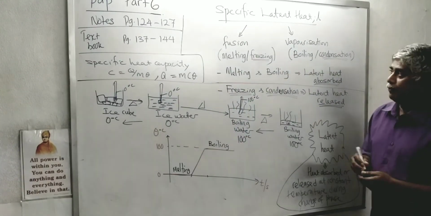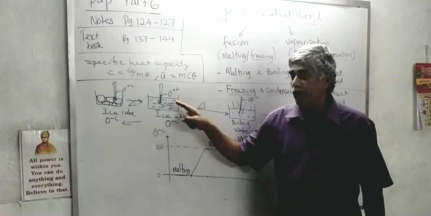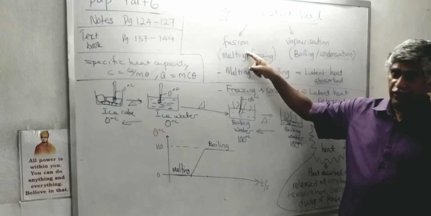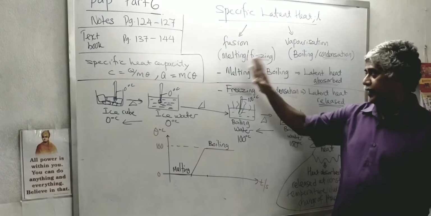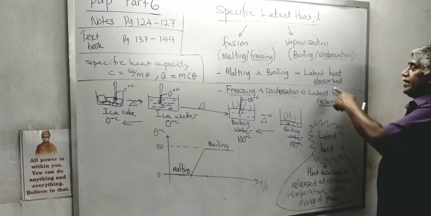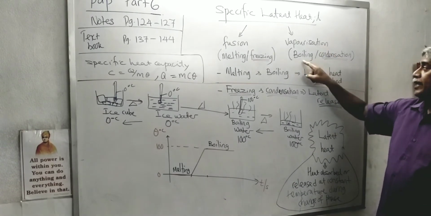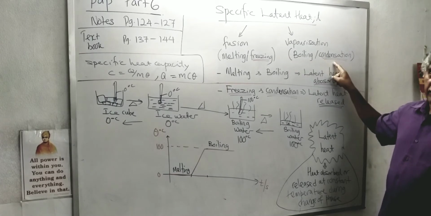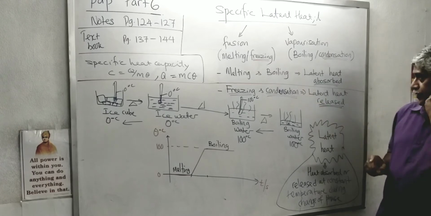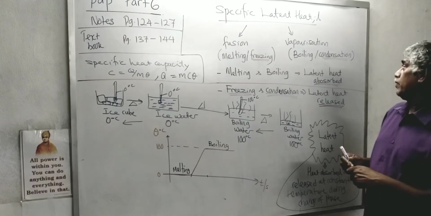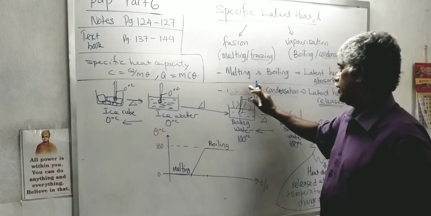So if you look, you put it in summary. So the latent heat, from solid to liquid, we call it fusion. Alright, so in the fusion, it's either melting or freezing, reverse process. Latent heat is absorbed. Whereas in vaporization, it's either boiling or condensation. So here, freezing, condensation. I think not freezing. This is boiling. Freezing.